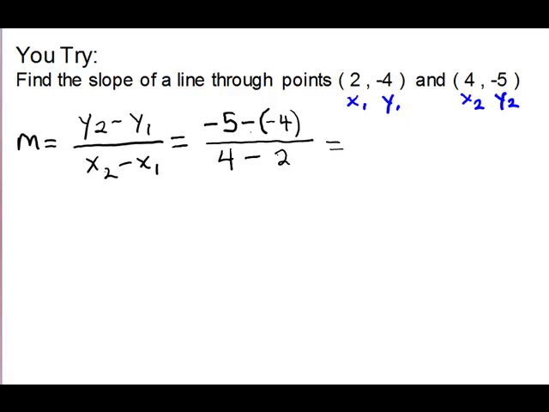And then on our numerator, minus a negative, remember, gives plus. So we have -5 plus 4. Different signs subtract, sign of the larger. So a -1 over 4 minus 2 is 2. So our slope of this line is a -1/2.